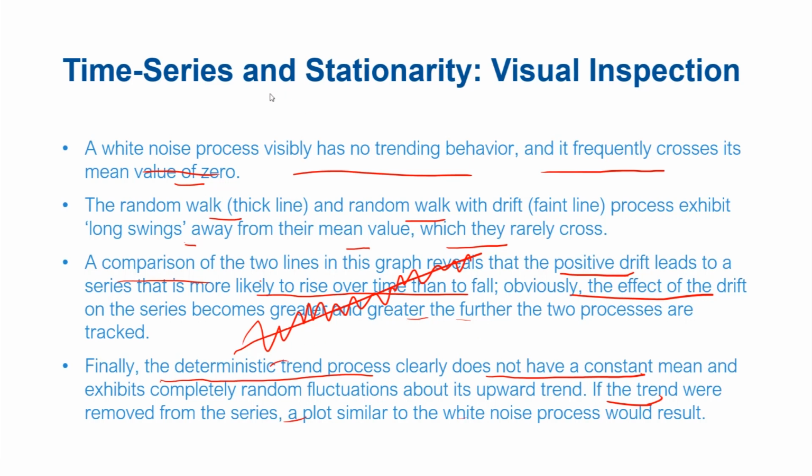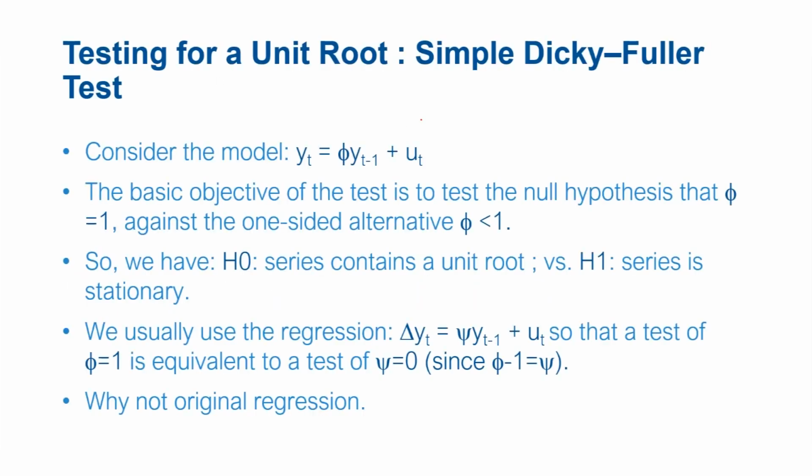In the next few videos, we'll try to understand tests of non-stationarity, or what we often call unit root tests. To begin with, let us understand the simple Dickey-Fuller test of non-stationarity. We start with the simple autoregressive model, which is yt equal to phi times yt minus 1 plus mu t, a first order autoregressive model.